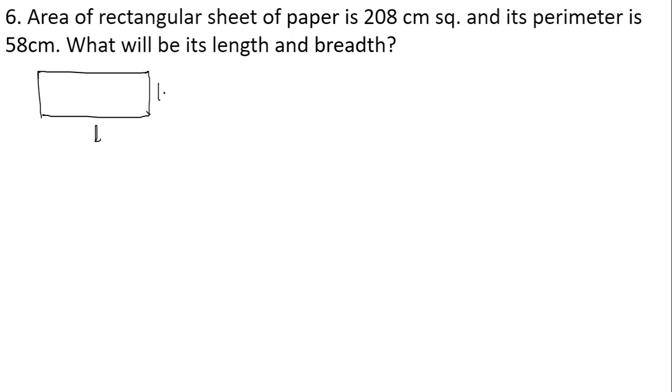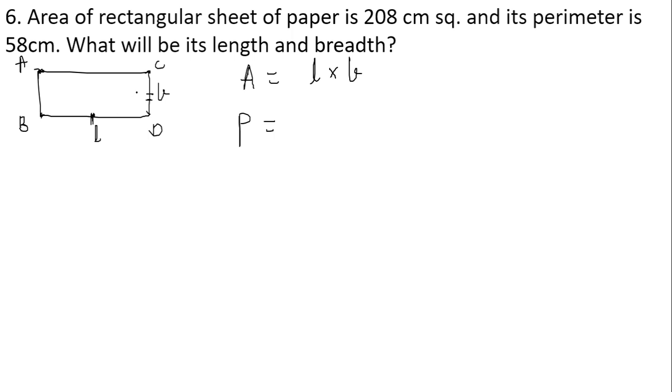This is the length, this is the breadth. Area is nothing but the length into breadth. The perimeter, what does perimeter talk about? Perimeter is nothing but the boundaries. If we start looking at the boundaries of the given rectangle ABCD, we can see this is the length, this is the breadth.